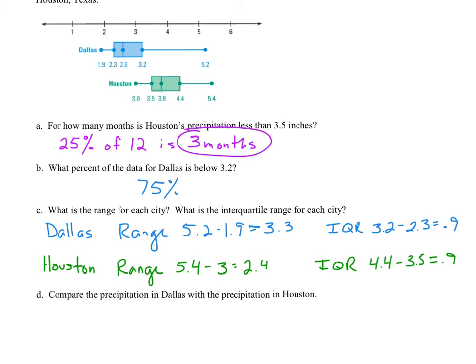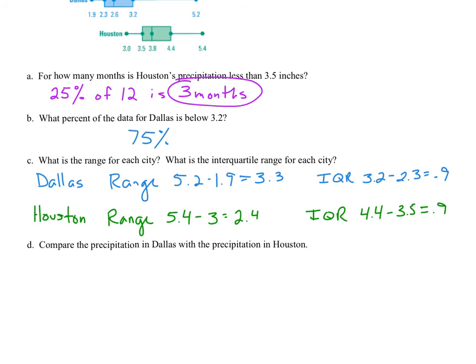All right, so we can see that the middle range of these, the IQR, is the same, right? So the middle 50% of the data for each city has the same range. But overall, Dallas is a little bit more spread out than Houston, right? The overall range, 3.3 is bigger than 2.4.